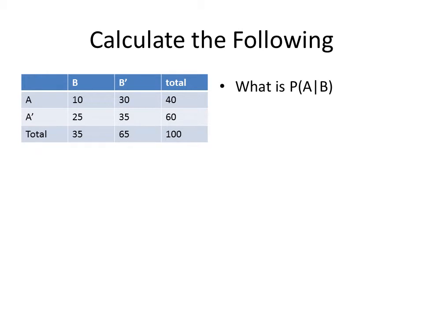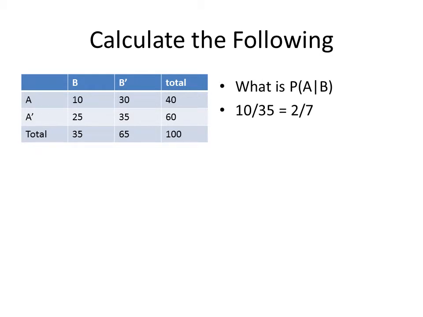What is A given B? Well, if we're going to say A given B, we're going to limit ourselves to this column here. We're assuming B happened. The total of B is 35. And what is A in this universe? Well, it's only 10 out of 35. So your answer is going to be 10 out of 35, or 2/7.